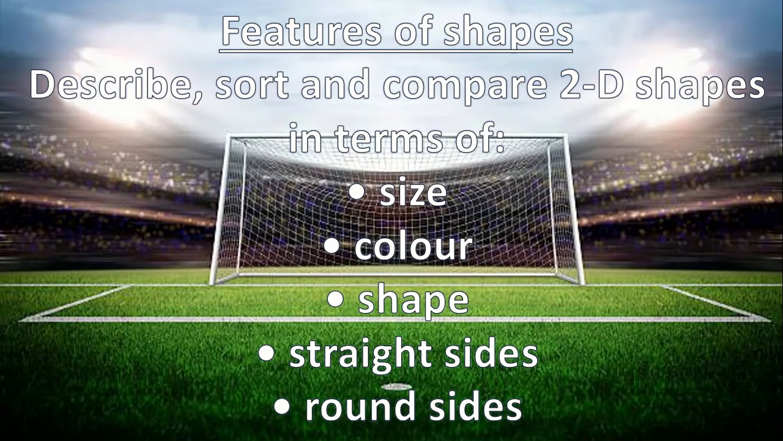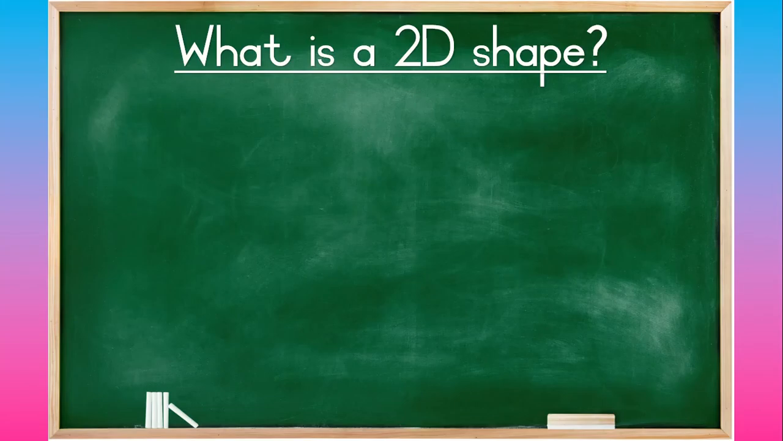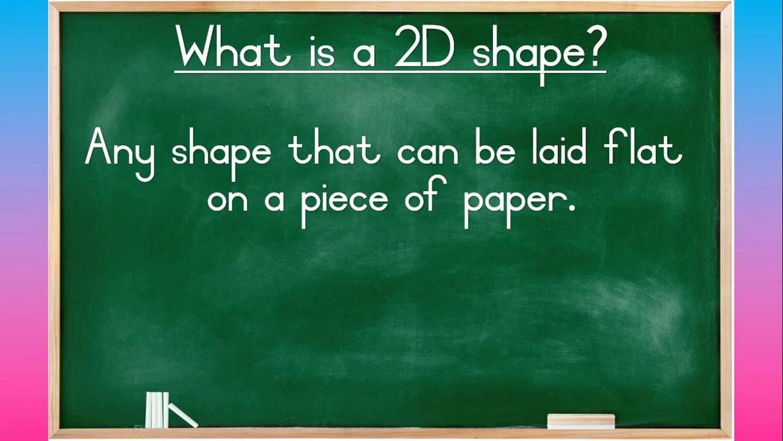The goal and aim for today's lesson is the features of shapes. We are going to describe, sort and compare 2D shapes in terms of their size, color, shape, straight sides and round sides. So our first activity is, what is a 2D shape? Who can remember? A 2D shape is any shape that can be laid flat on a piece of paper.